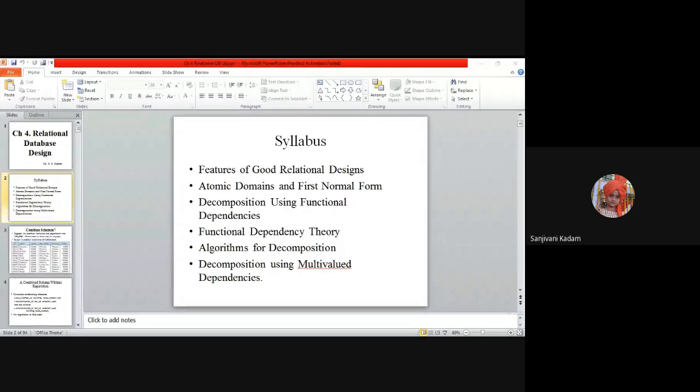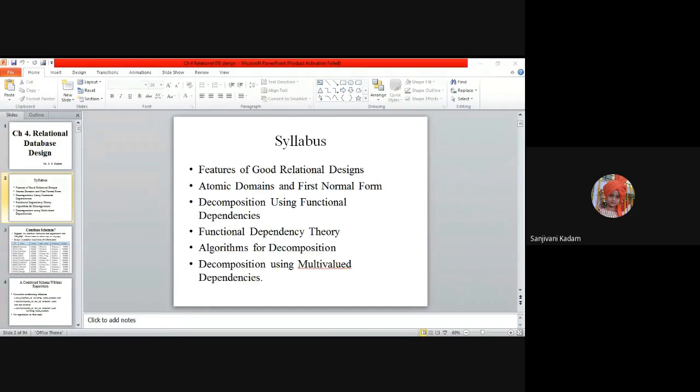Okay, let us start with the fourth chapter in the syllabus. Before starting with the fourth chapter, in the third chapter we have studied the SQL language. Complete SQL language we have seen in the third chapter, where we have seen data definition languages, data manipulation languages, authorization languages, and a few commands for the transaction system also. Now we are moving towards the fourth chapter, that is relational database design.